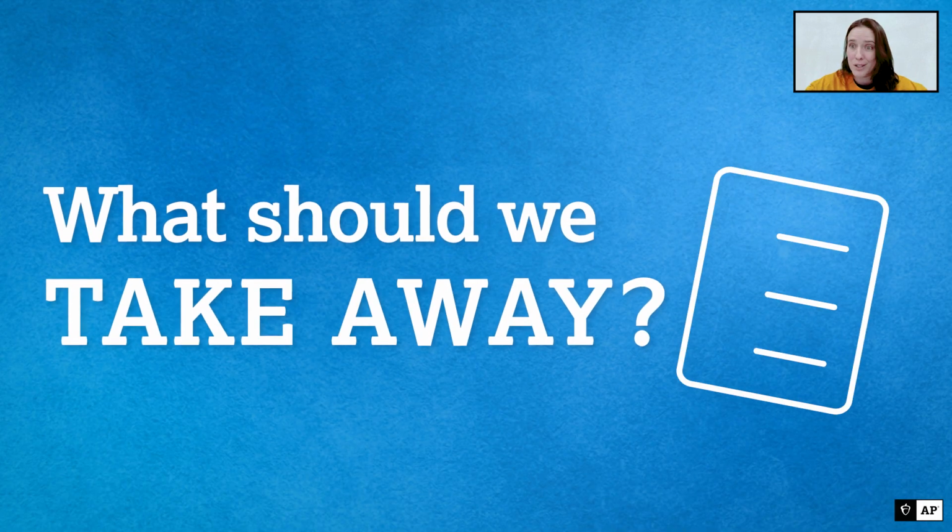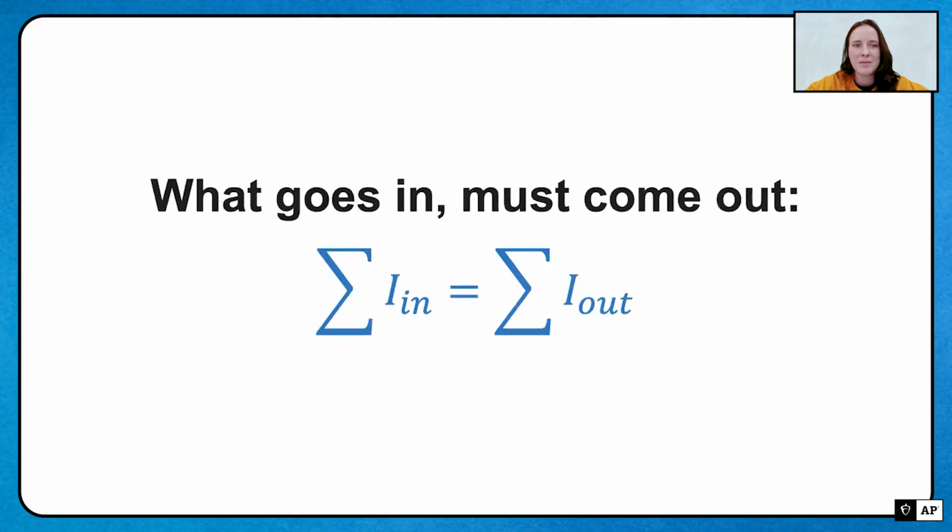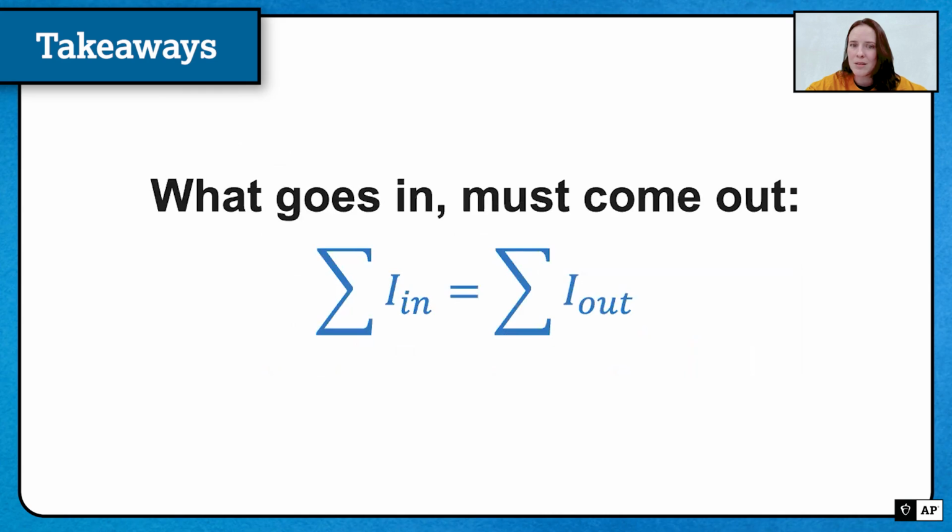So to summarize, what should we take away? What goes in must come out. So the sum of our currents coming into a junction has to equal the sum of our currents going out of the junction.